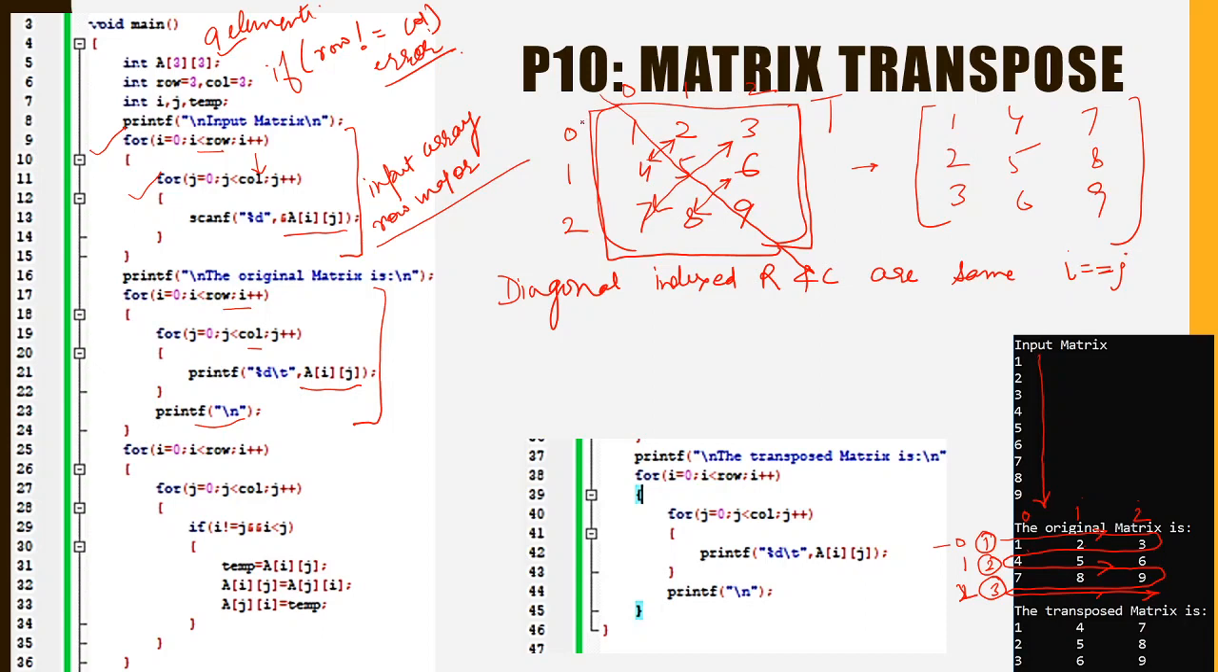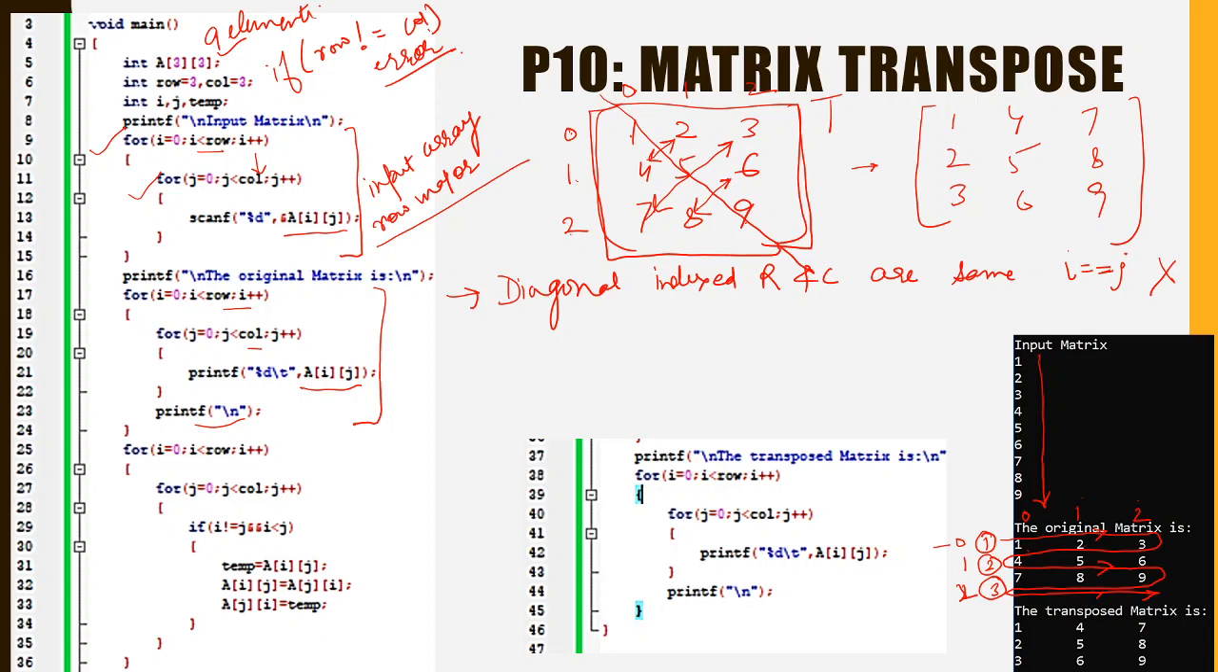Okay, because you can see that 0 0 is 1, 1 1 is 5, and 2 2 is 9. So I equals j. Whenever I equals j, this is the diagonal, so we don't have to interchange. No interchange is required in this condition. So this is the first condition that we need to understand to do the matrix transpose.